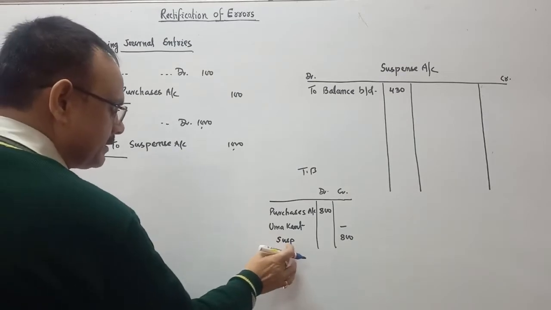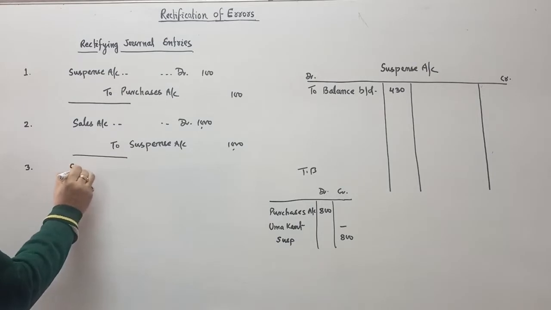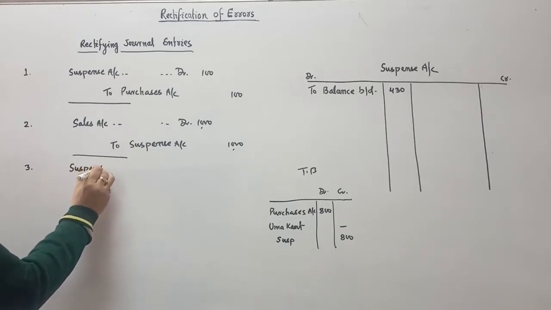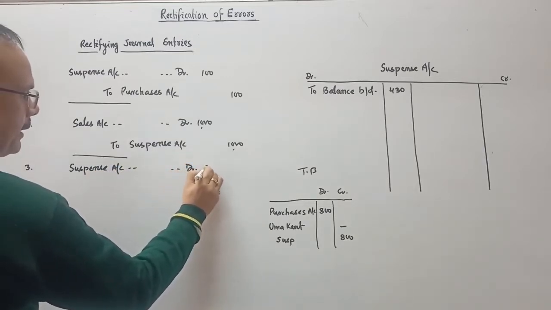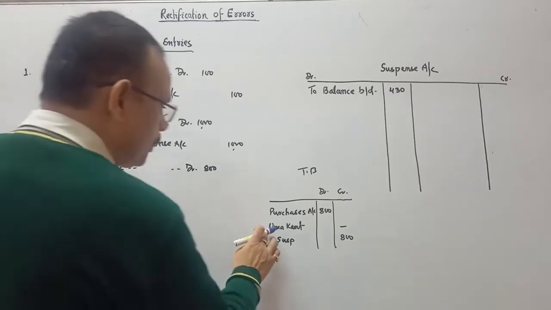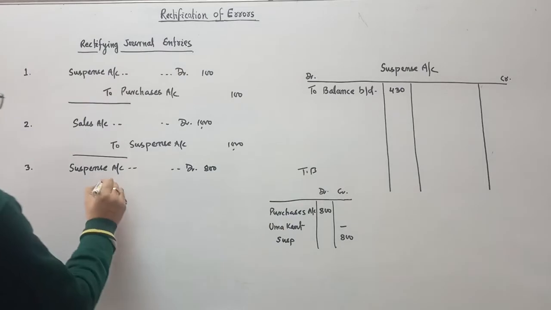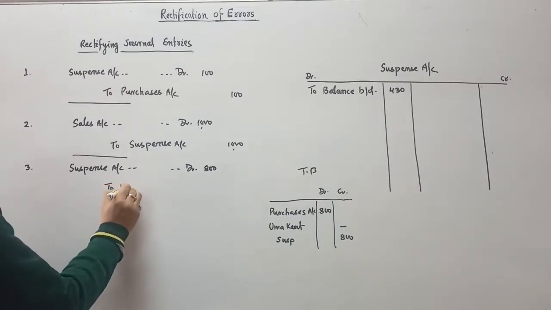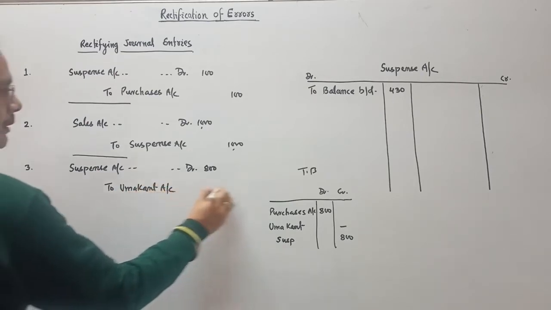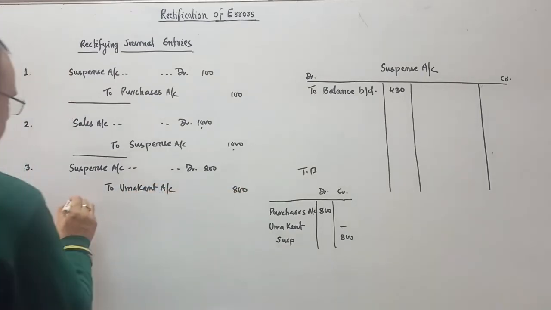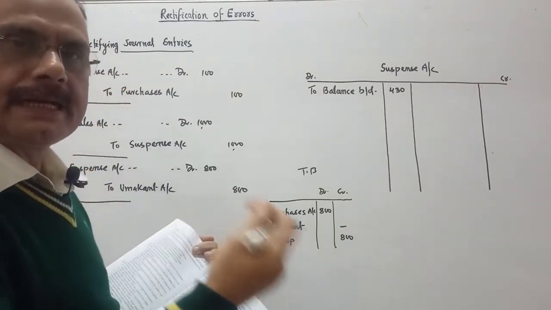The suspense account will be cancelled. For cancelling the suspense account, we have to debit the suspense account. The suspense account will be debited by 800, and as we have not posted in the ledger of Umakant on the credit side, we have to post 800 in the Umakant account. Is it clear? We have to post it on the credit side of Umakant.